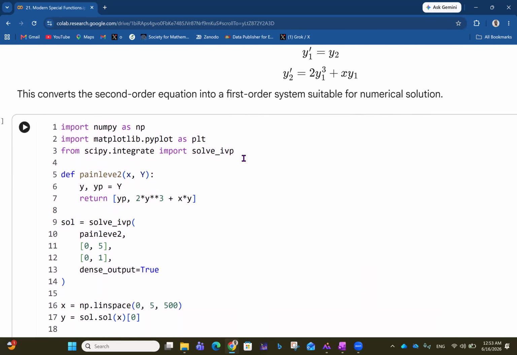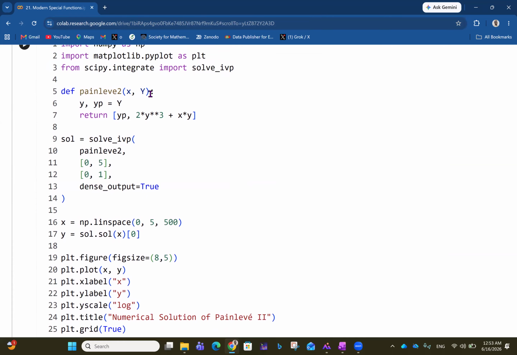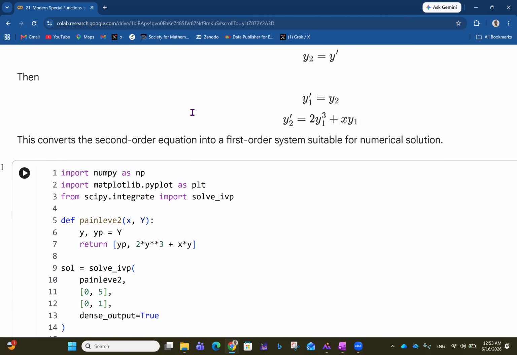So the key thing doing the job here is the solver called solve_ivp, that's the initial value problem, using scipy.integrate. And then we use matplotlib to visualize and numpy for numerical computations. So we defined Painleve 2 with parameters x comma y. So y is a collection of y itself and its derivative, and then that returns the derivative of y, then 2y cubed plus xy as given by the expression we have here.